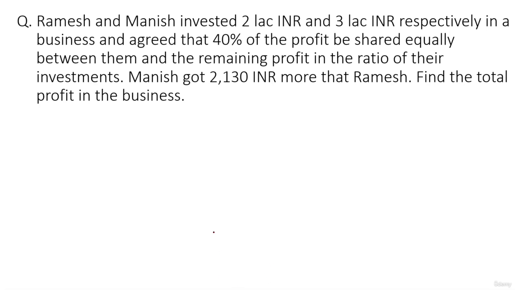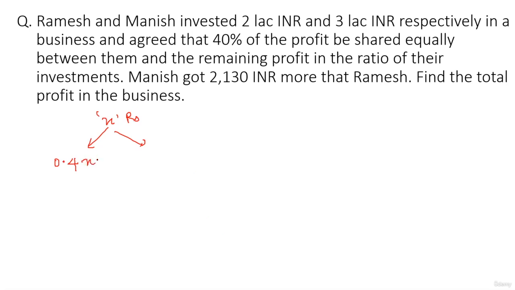All right. So one way to solve the question is you assume the profit as, let's say, 100 units or X units. I'm taking X for simplicity. Generally, people prefer taking the variable. So I assume that the profit is X rupees. Now, what do they promise? They promise that 40% of the profit will be shared equally between them. So 40% of X is 0.4X.